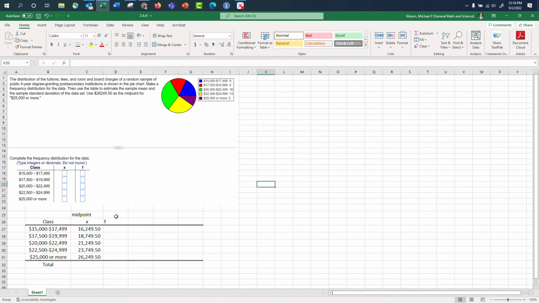Now, the frequencies, they actually give us right here up next to the pie chart. See, they list them next to each class. So we're just going to type those in down here: 9, 8, 16, 13, and 5. And we're going to need to know the total frequency to do this, so I'll go ahead and figure that out now.